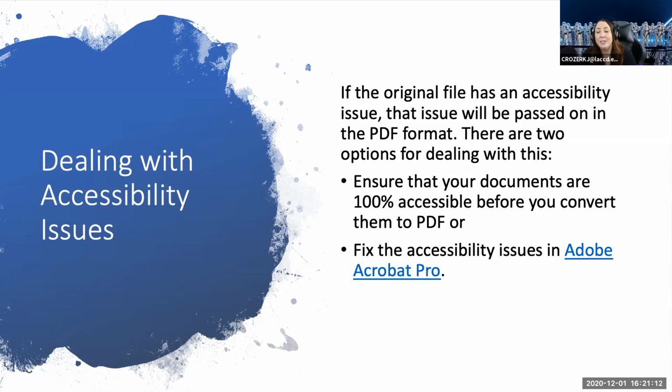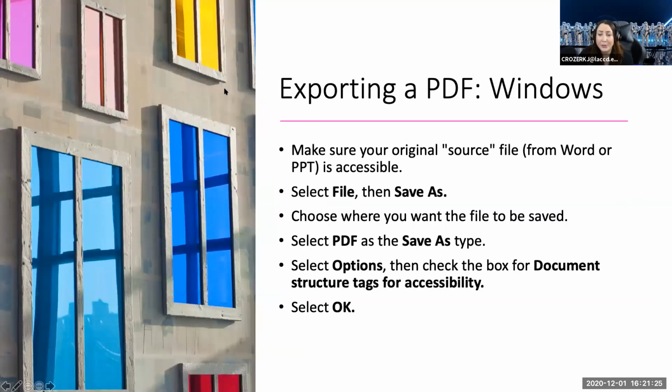The other thing you can do if you have a subscription to Adobe Acrobat Pro is that you can go in and fix the accessibility issues through that version of Adobe Acrobat. So just to show you how to do that. Let's say you make your PowerPoint or your Word document completely accessible. It passes the accessibility check, everything's there. Now you're ready to export as a PDF.